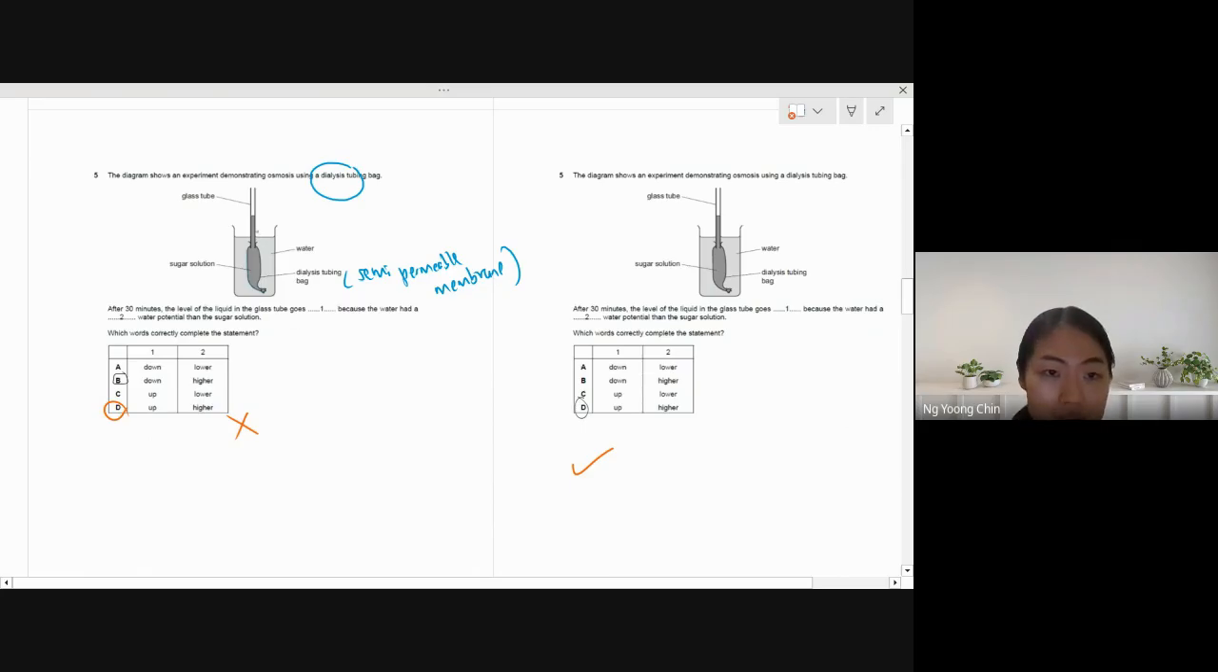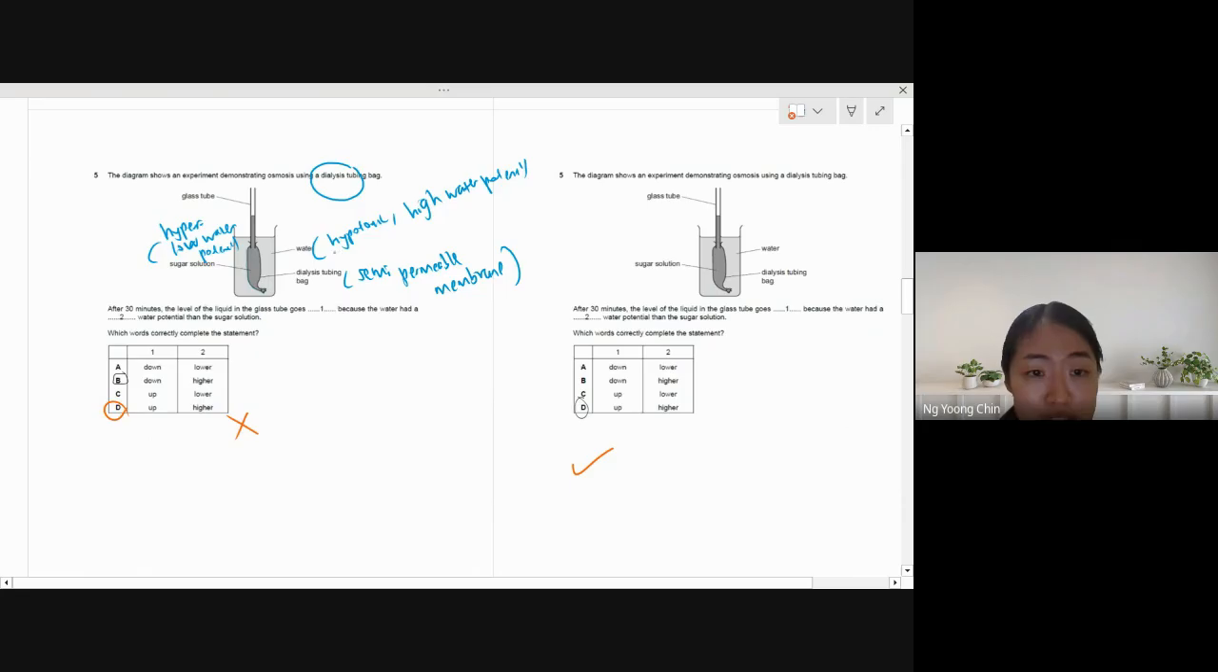So you put the sugar solution inside this dialysis tubing, right? Surrounded with the water solution outside. And then you know that water is hypotonic, which is high water potential. Water itself is hypotonic with a high water potential. Then how about the sugar solution inside? The sugar solution becomes hypertonic, okay, with a low water potential.